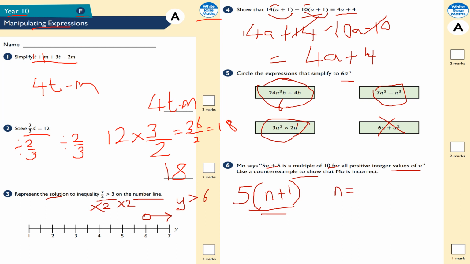When n equals 2, here we go. Then I'm going to get 5 lots of 2 plus 1. 2 plus 1 is equal to 3. 5 lots of 3 is going to equal 15. And 15 is not a multiple of 10. Multiple of 10 means the 10 times table: 10, 20, 30, 40, 50, 60, 70, 80, 90, 100, and so on. 15 is not divisible by 10. It goes into it, but it has a remainder, it doesn't go into it fully, if that makes sense.